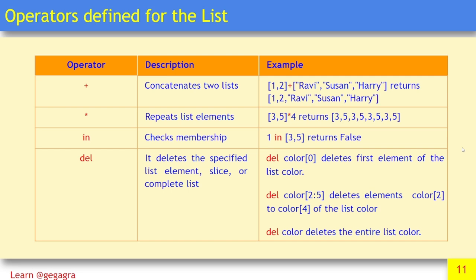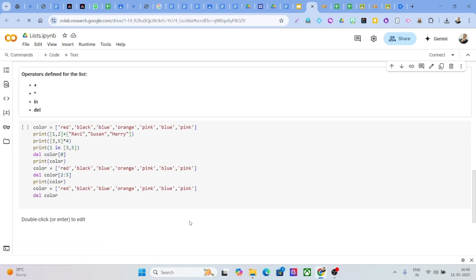So this I'll show you through the program execution. Let's move to our Colab once again. So here this is the Colab. See here, the same I applied here.